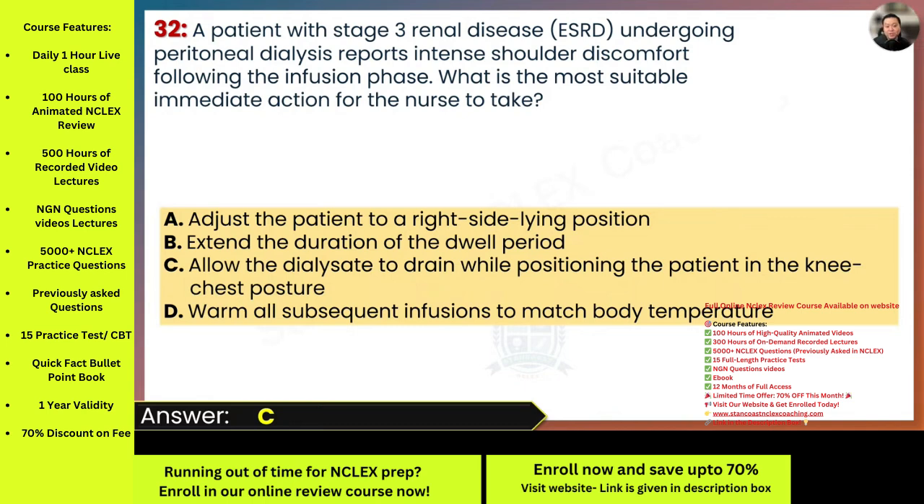So for this type of question, I want you to identify the most immediate cause of the patient's symptoms. And you have to recognize that the shoulder pain during the peritoneal dialysis is likely caused by trapped air. And then again, your priority is to remove the air, not just adjusting the fluid levels or positioning, unless they directly address the source of the pain.